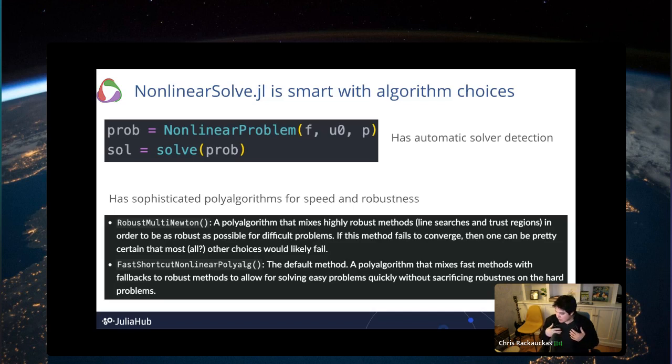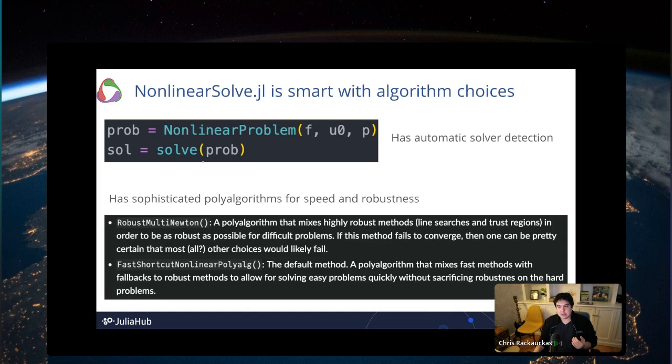And we said, no, if we can actually inspect your function f, then we can probably figure out what a good method is for you. And we've carried this idea over now to NonlinearSolve.jl. So the syntax is almost exactly the same as the ODE case. You just define your problem and you call solve.